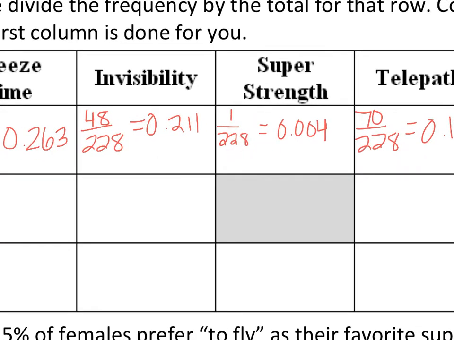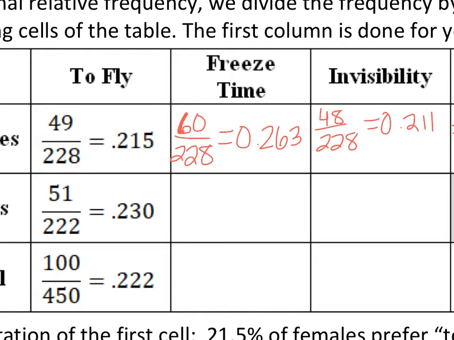Let's go ahead and do our males here. Remember, our males are out of 222. The males that would like to freeze is 71, so 71 out of 222. Our denominator changed; your denominator will be the row total. So this is 0.320. I want you to keep going with invisibility, super strength, telepathy, and the total for males. I'm going to pause the video and record them all in, and then once you see them, you can pause and jot them all down or check your answers.